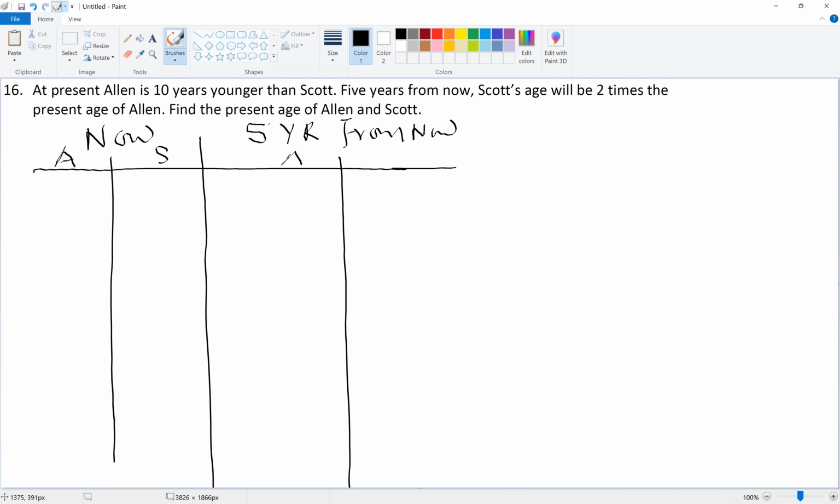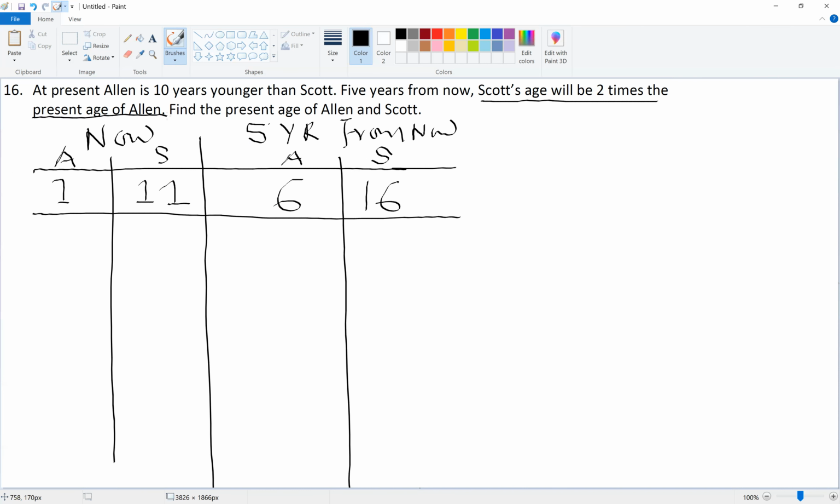Alan, Scott, Alan, Scott. Okay, let's start with 1. If Alan is 1 now, how much would be Scott? 11. In 5 years, how much would be Alan? 6. How much would be Scott? 16. Now, what are we looking for? In 5 years, Scott's age should be 2 times the present age of Alan. So is 6 times 2 16? No. Okay, so let's go to the next number.